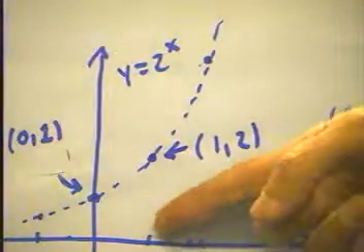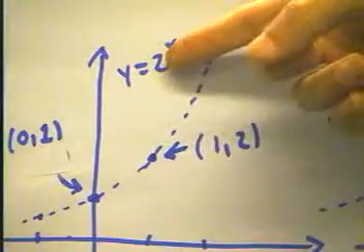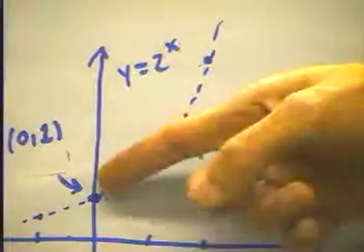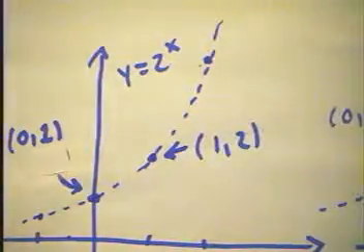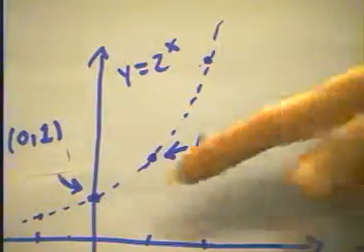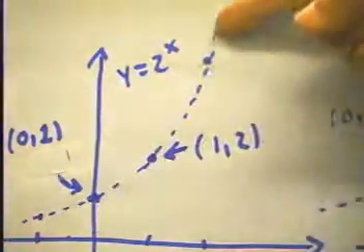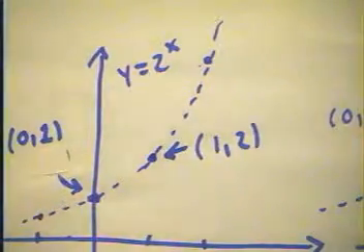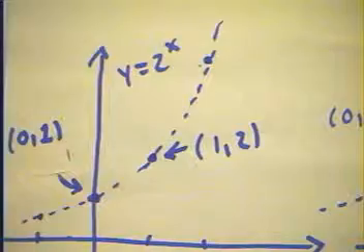If we substitute x equals 1, we get y equals 2 to the 1, which is just 2, so we have the point (1, 2). And these will be taken as the two fundamental points of the graph. Having those two fundamental points, we can easily sketch a graph that goes through those points and has the basic shape of an exponential function.